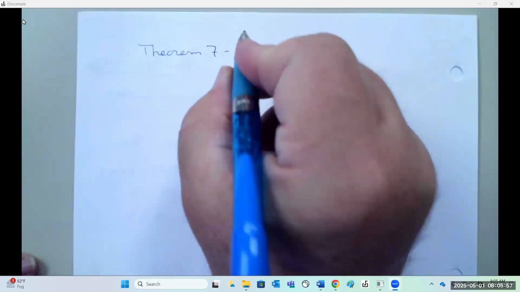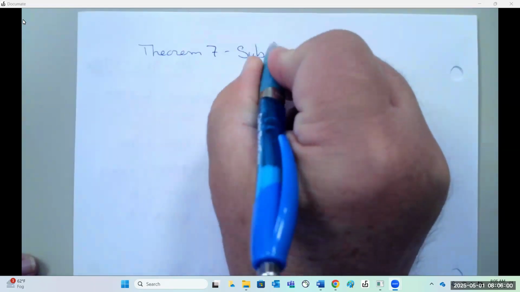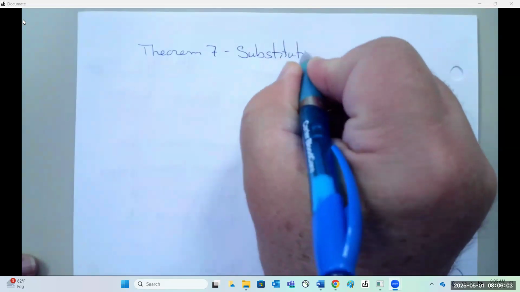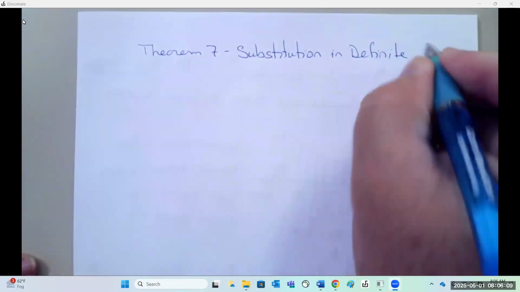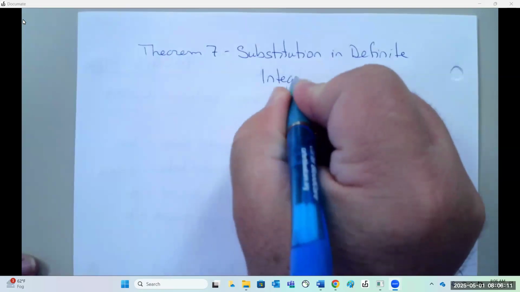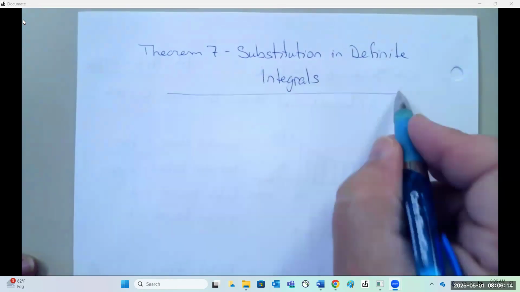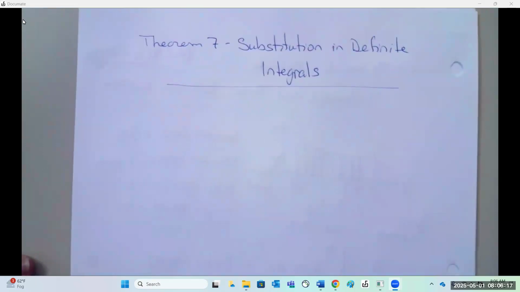Theorem 7. Substitution in definite integrals. So what does substitution mean? What would you use that for? Yeah, it's a change of, first you could change the values, not the values, but to change the function itself. We did it last chapter.